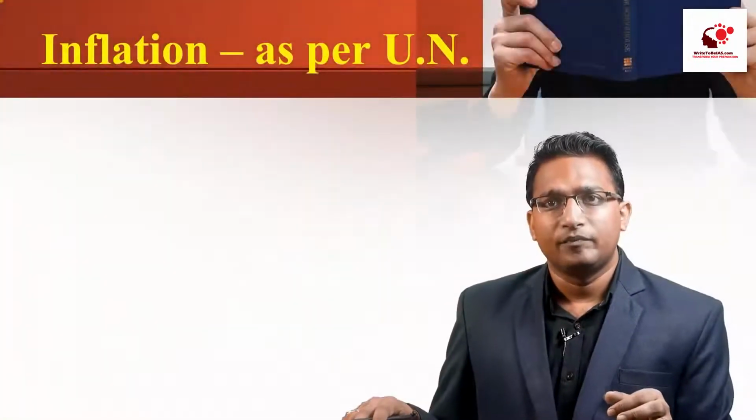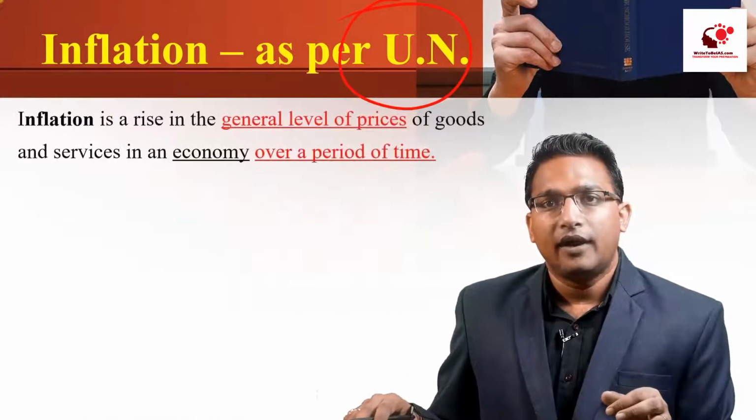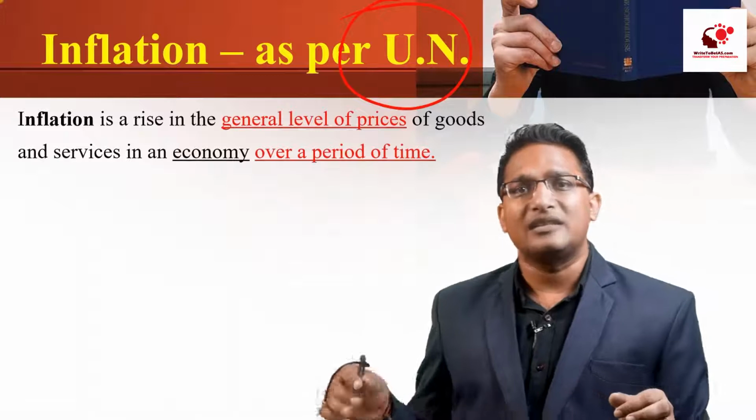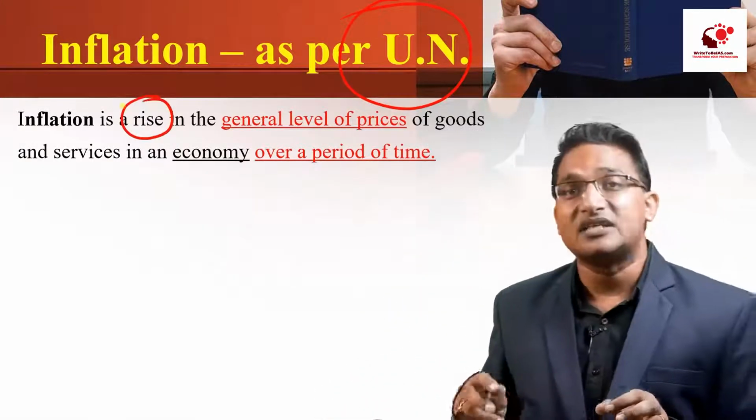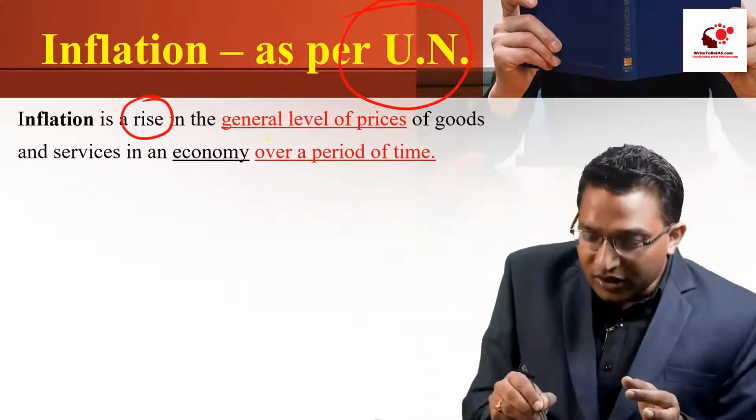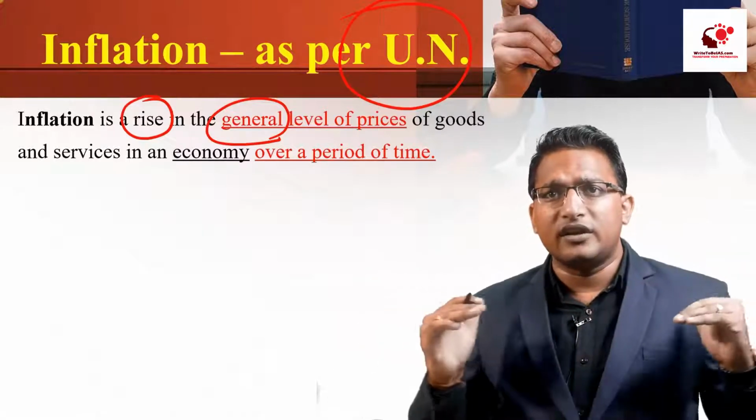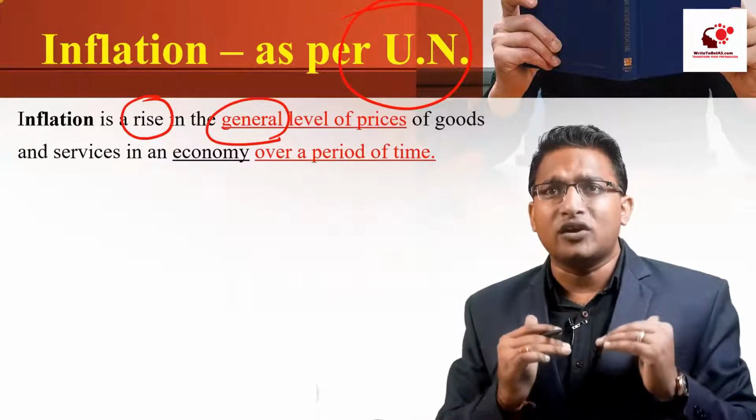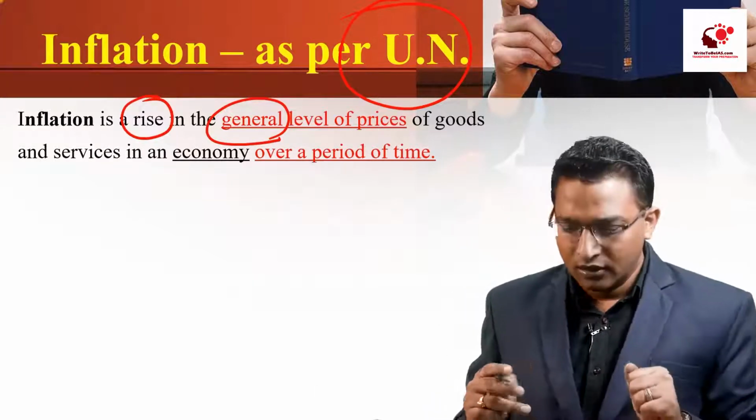So let us see the definition as per the United Nations. As per the United Nations, inflation means the rise in the general level of prices. First of all, it is a rise, so there is an upward movement of prices. General means it is across different goods and services. It is not restricted to a single commodity or single service.